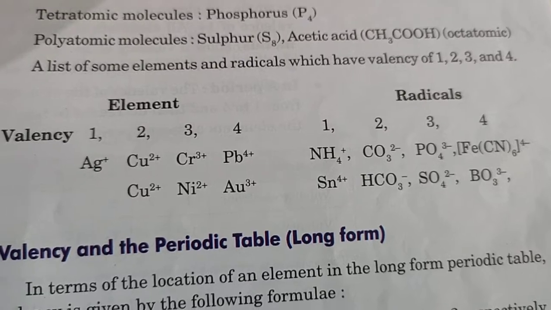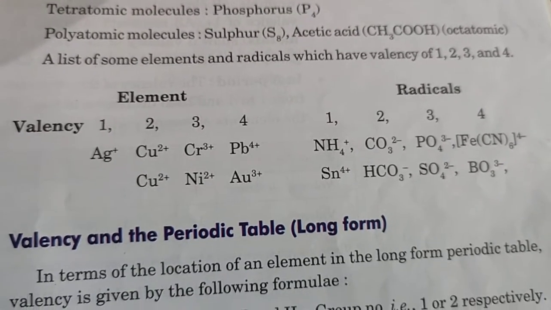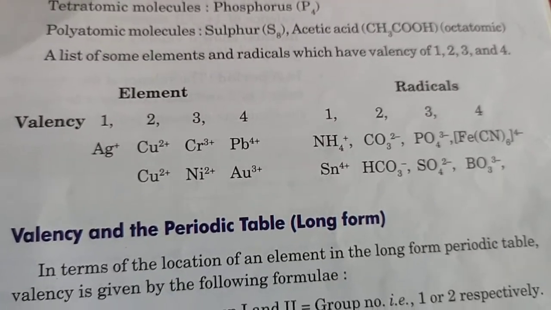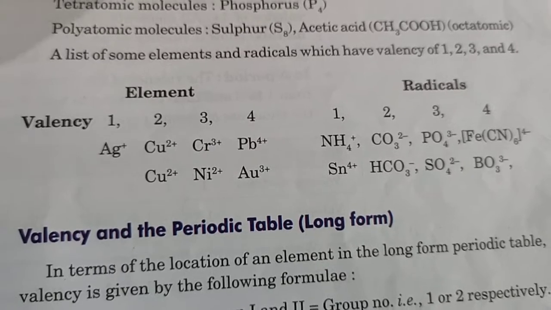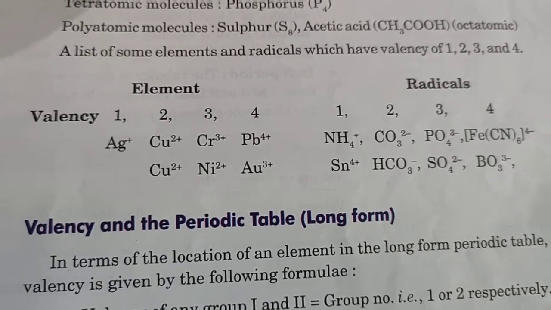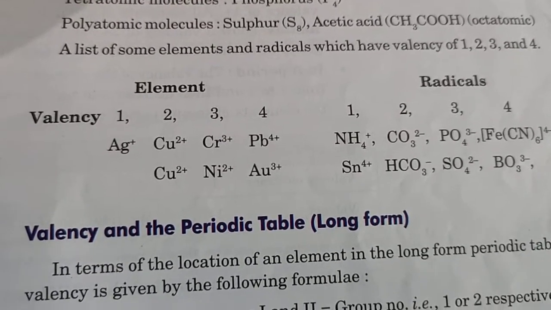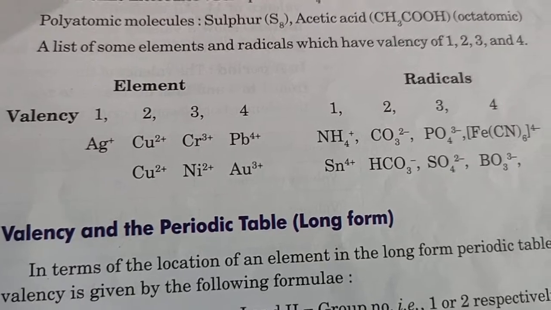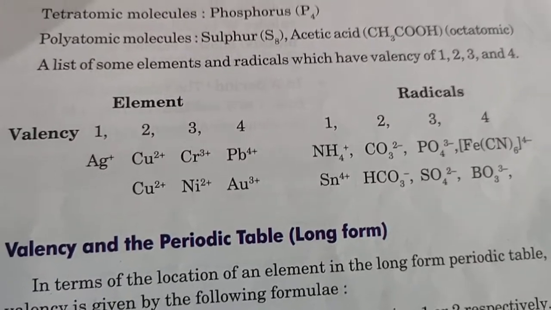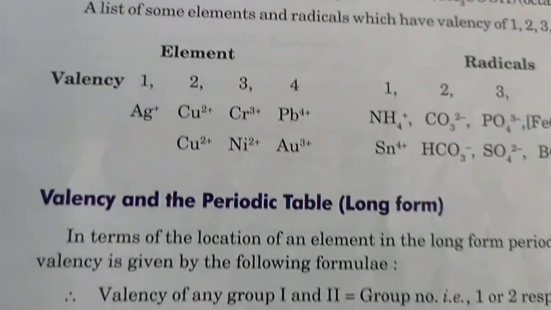Polyatomic means many atoms. So here 8 atoms are present. This is octaatomic, 8 means octa. Sulfur always exists as S8. 8 atoms are present. So that is why it is a polyatomic molecule. And acetic acid: here also if you add the number of atoms, you will get 8. So that is why this is also an example of polyatomic molecules.